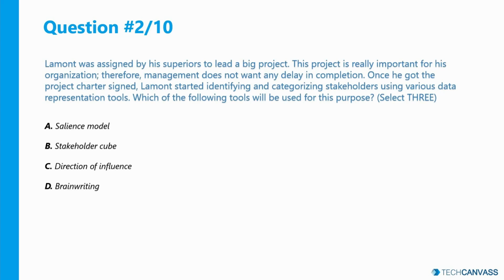Now, data representation techniques include stakeholder queue, which is basically a combination of impact influence grid and a third dimension to the analysis. And then the salience model is also used to assess stakeholders' power, urgency, and legitimacy. And finally, directions of influence are used to categorize and classify stakeholders on the basis of their influence on the project. Now, brain writing is the odd man out here because it is used as a technique to stimulate creativity. So the right three options are salience model, stakeholder queue, and directions of influence.